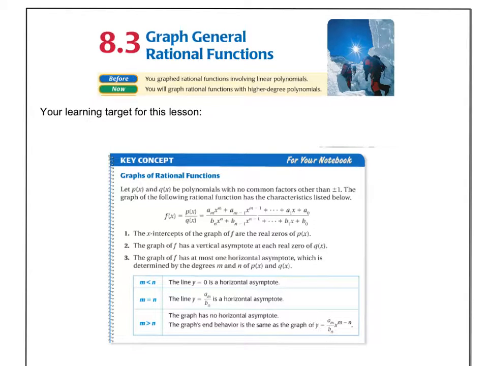This video will be on how to graph general rational functions. You should have hopefully already watched the previous video on graphing simple rational functions because it lays a good foundation for learning the things we need to today.